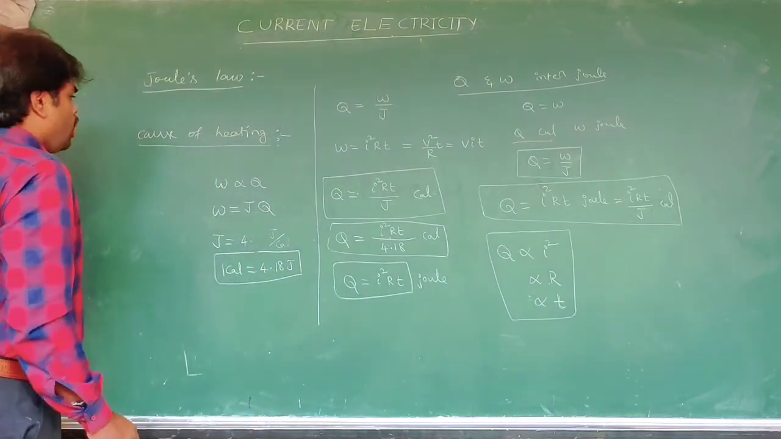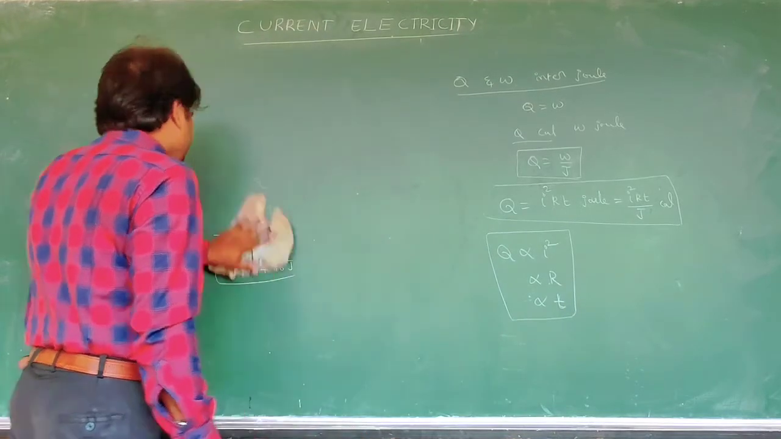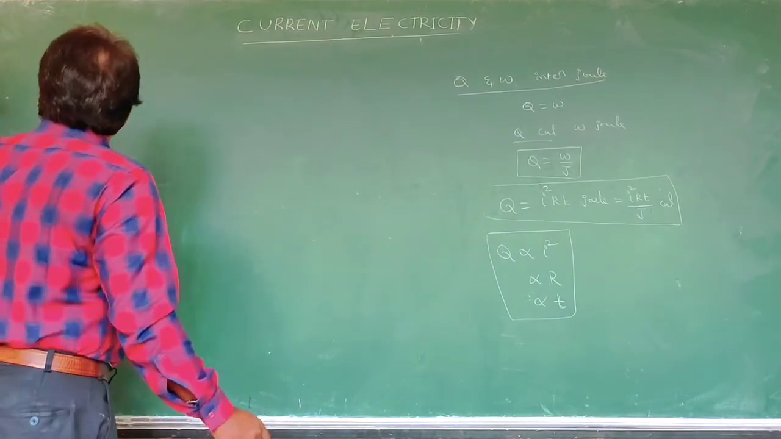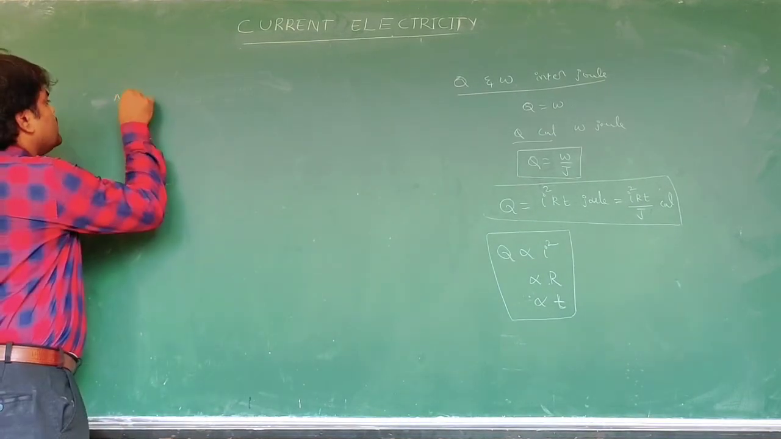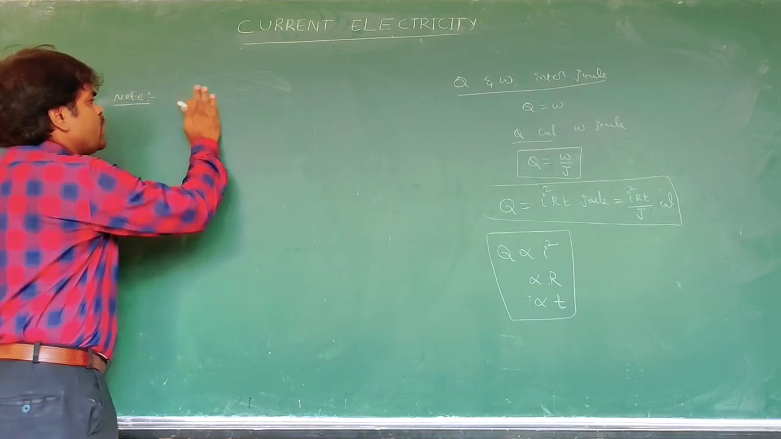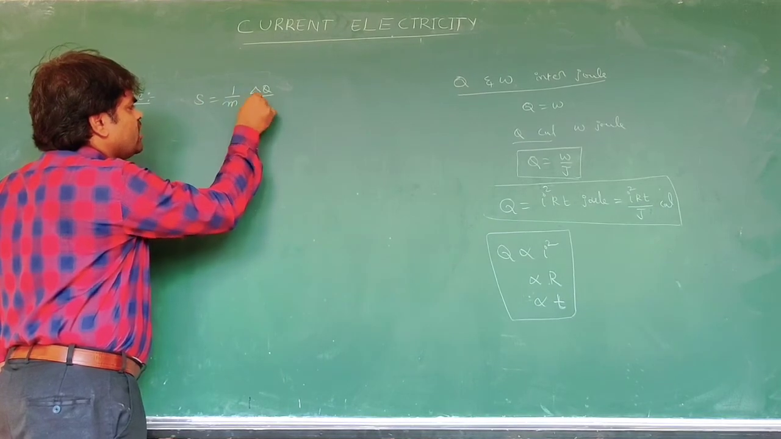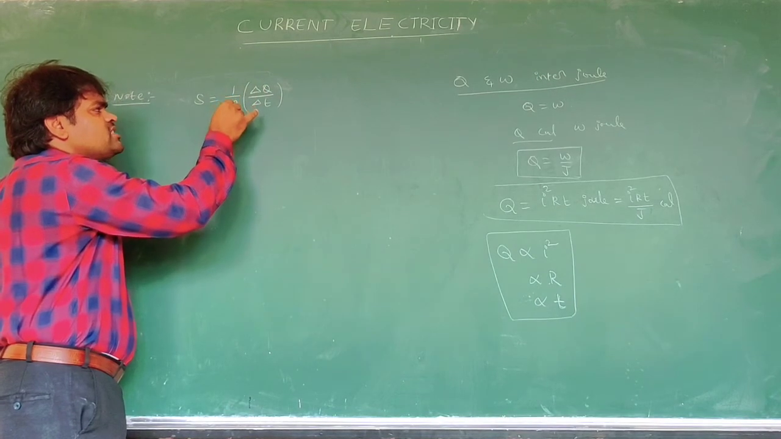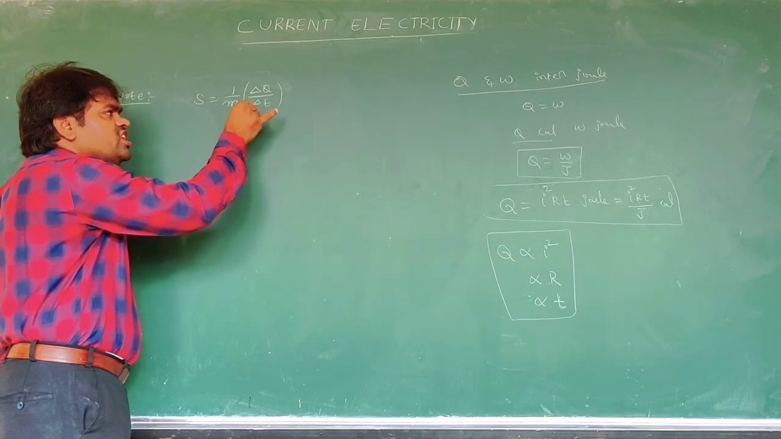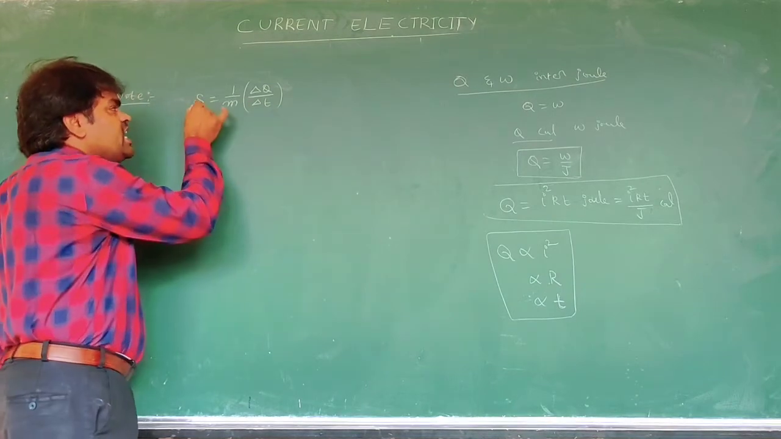Then here, in thermal properties and thermodynamics, we know about the heat energy formulas. That means, in thermodynamics, specific heat S is equal to 1 by m into delta Q by delta T. That is, the amount of heat required for a substance of 1 gram mass to raise the temperature by 1 degree Celsius or 1 degree Kelvin is called the specific heat.